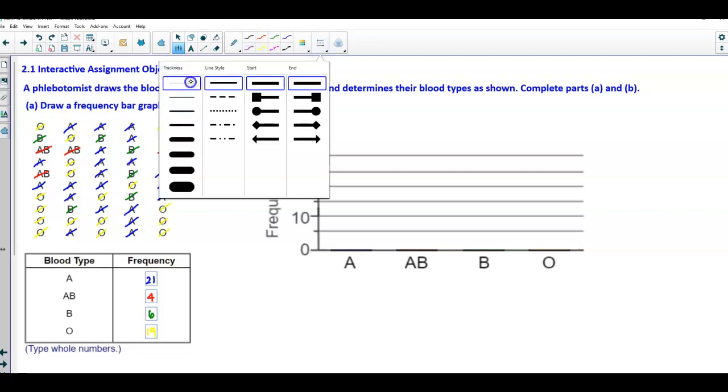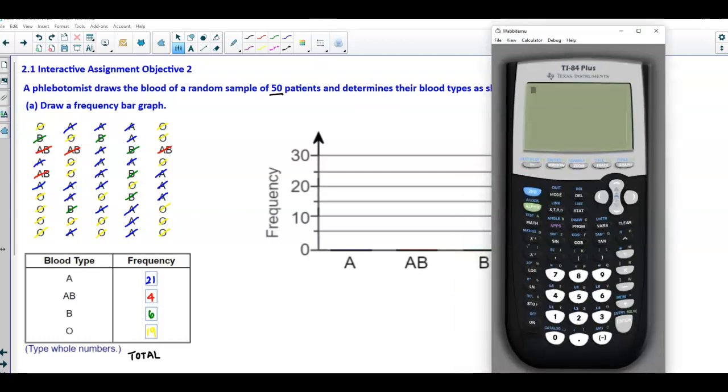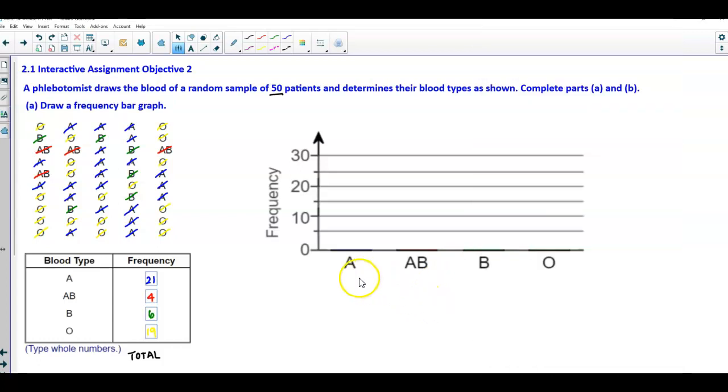Okay, so just so that we can confirm, we want to make sure that we have a total of 50. So let's go ahead and add that up. We have 21 plus 4 plus 6 plus 19, and that gives us a total of 50. Now what we want to do is create a bar graph.